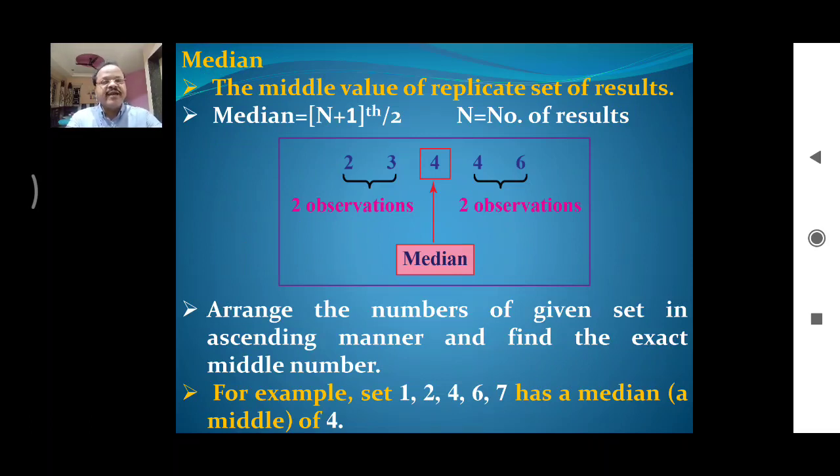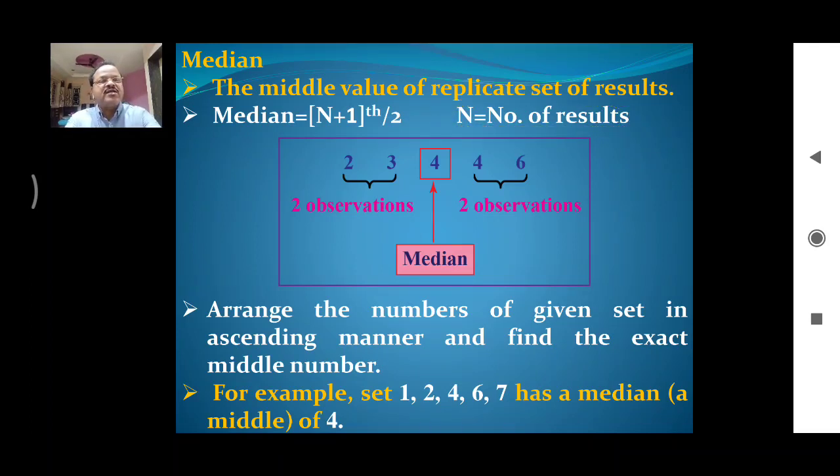Now what is this median? The middle value of a replicate set of results is called the median. So median is given by this formula: n plus 1 divided by 2. What is n? N is the number of results.